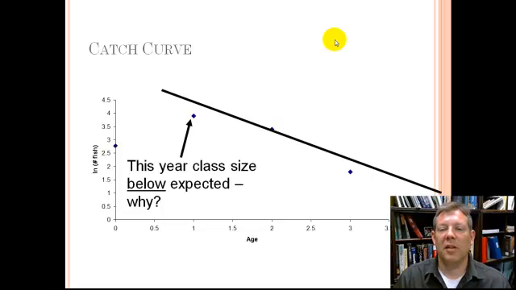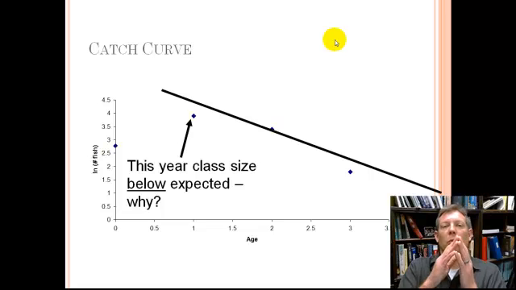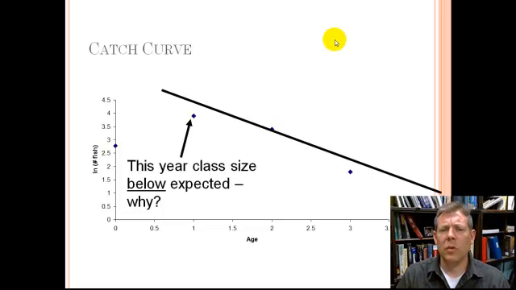So if you look, say this particular point here, the catch curve regression line represents the expected log transform number of fish at each age class. It's our best guess at how many organisms should be in that age class, based upon the average, or looking at all the age classes together, right? That's our best guess.